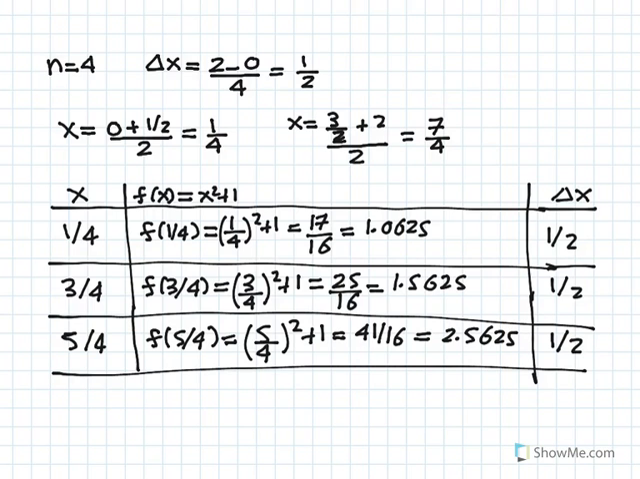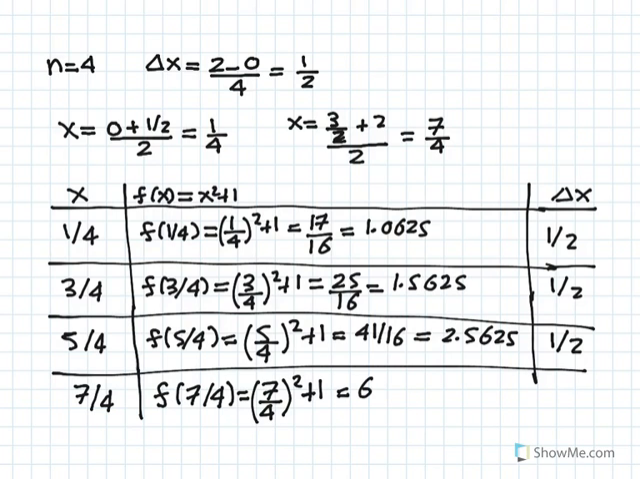And the last x value, x is 7/4. Plug that into the function to get the height. F of 7/4 is equal to 7/4 all squared plus 1. Let's add it up. That gives us 65/16 as a fraction. Change that to a decimal. That is 4.0625. And the width, again, is, of course, 1/2.